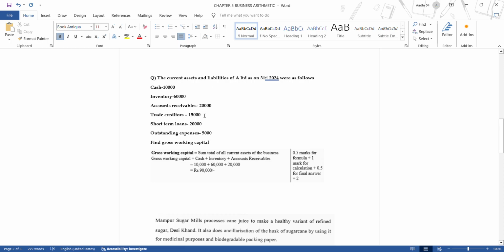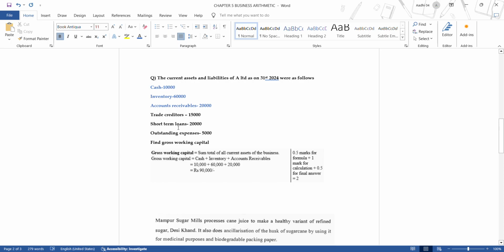From this, we need to find what the gross working capital. So gross working capital is sum total of all the current assets in the business. So you have to know which all are current asset and which all are not current asset, means the liabilities. So cash, inventory and the one which is highlighted in blue, these are the items that come under the current asset. So cash, inventory and accounts receivable is current asset.